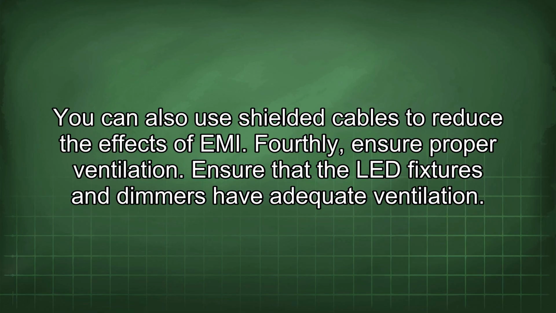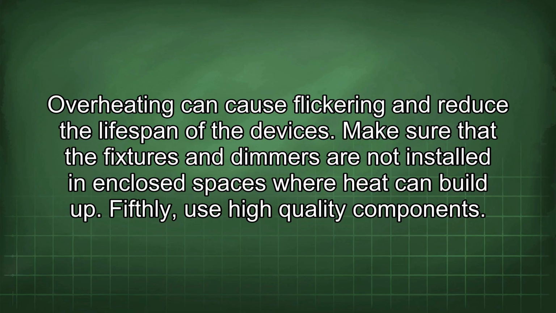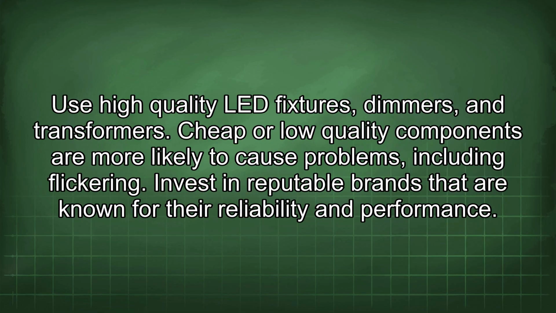Fourthly, ensure proper ventilation. Ensure that the LED fixtures and dimmers have adequate ventilation. Overheating can cause flickering and reduce the lifespan of the devices. Make sure that the fixtures and dimmers are not installed in enclosed spaces where heat can build up. Fifthly, use high-quality components. Use high-quality LED fixtures, dimmers, and transformers. Cheap or low-quality components are more likely to cause problems, including flickering. Invest in reputable brands that are known for their reliability and performance.